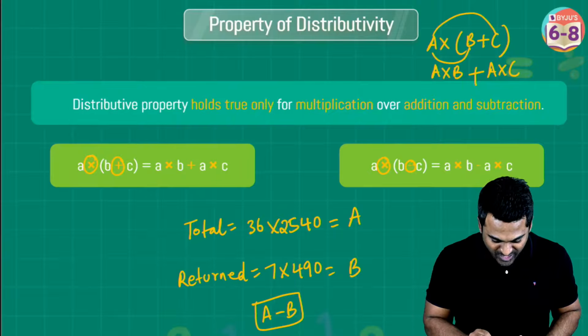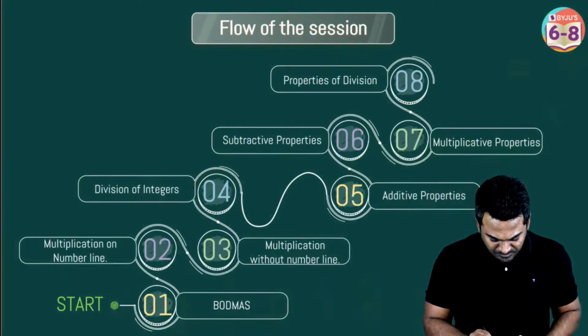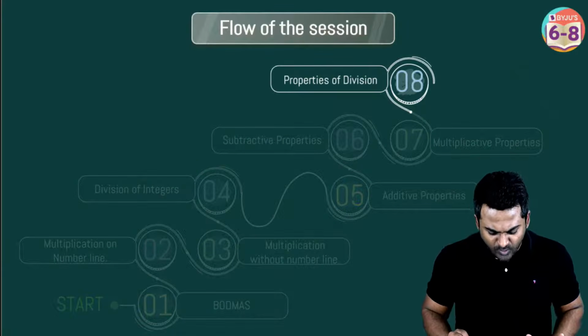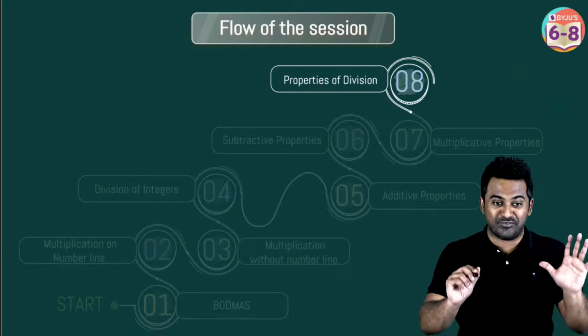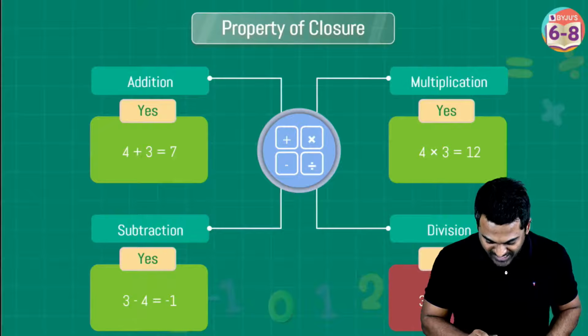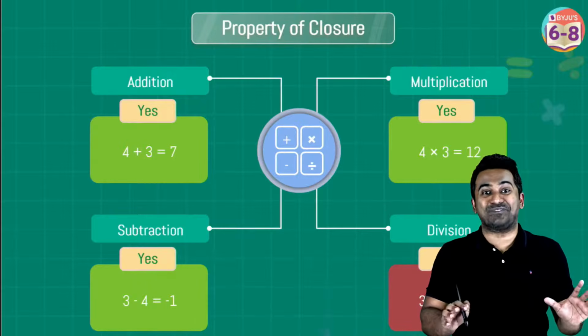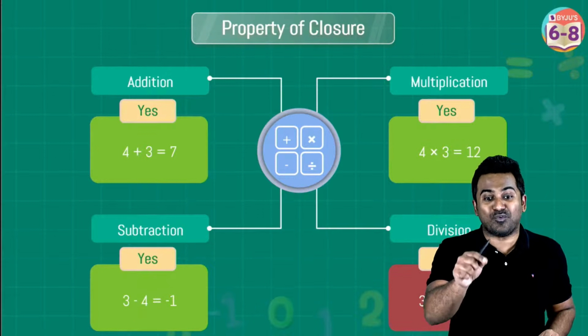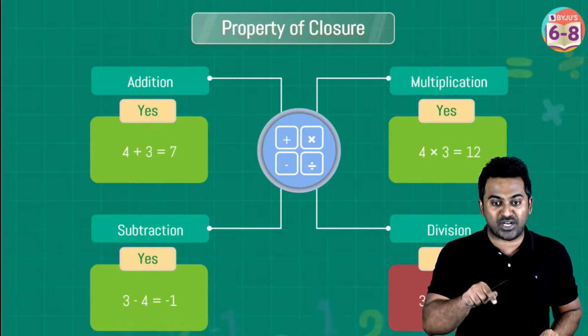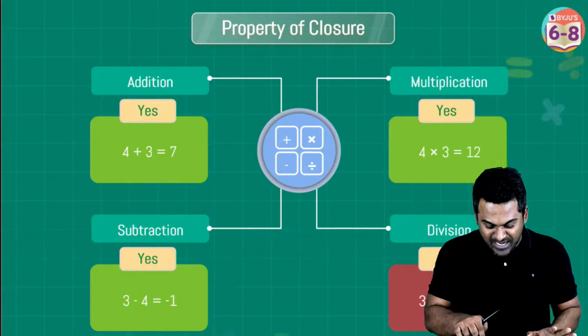Okay, so moving on now, distributivity is done as well. What is the next thing that we are covering? Well, the last would be properties of division, and we'll be done after that. Okay, so closure doesn't apply to division. You see, closure applies to addition, subtraction, multiplication, but closure doesn't apply to division.